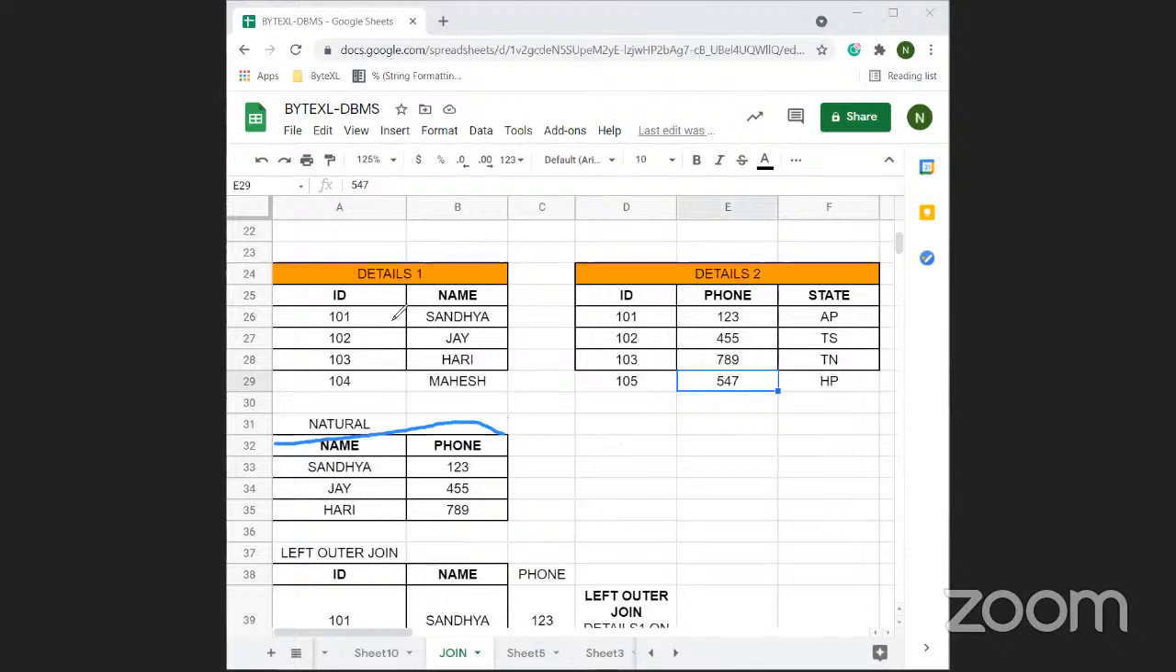Then how the join operation will exactly work is, first 101, always the default value, if you are not selecting, there is a concept called associativity.